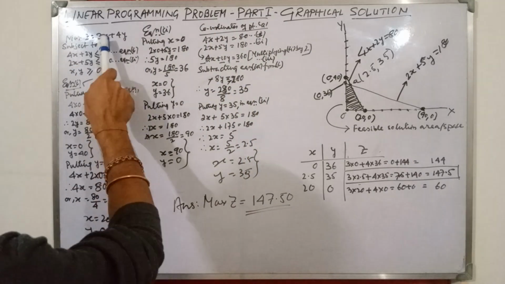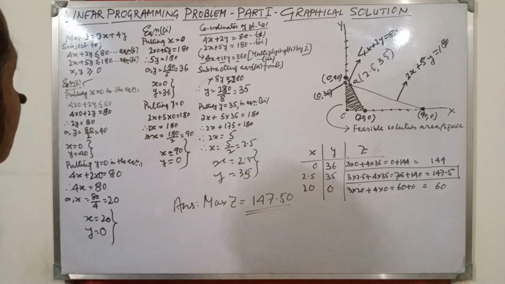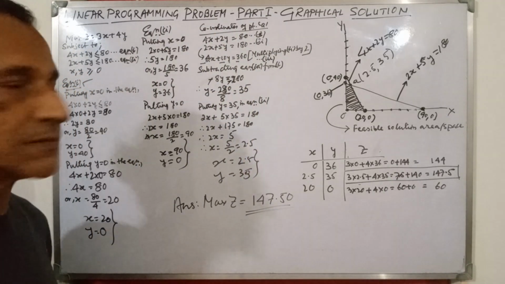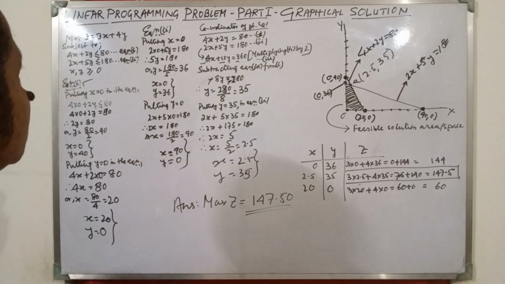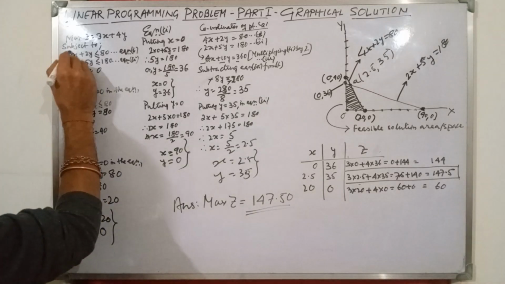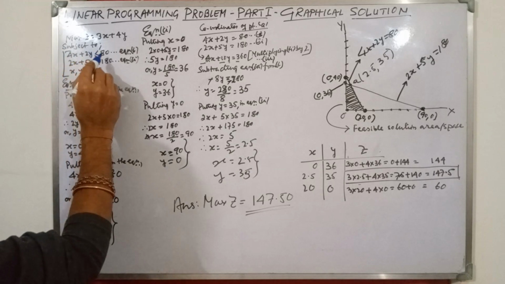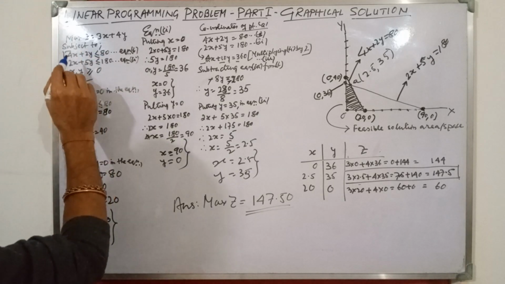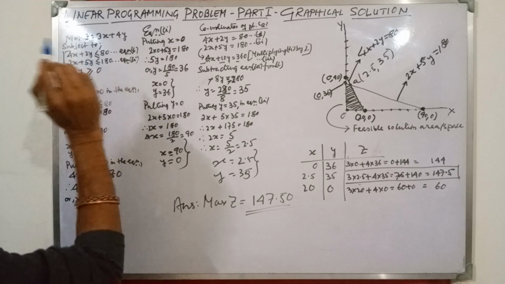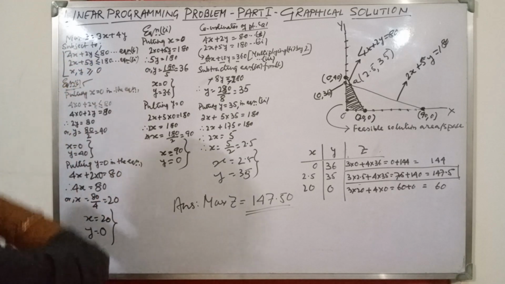There is one objective function: maximize z equals 3x plus 4y. You have to maximize z subject to a set of linear constraints. This is the set of linear constraints. Number 1, 4x plus 2y is less than or equal to 80. Number 2, 2x plus 5y is less than or equal to 180. And number 3, x and y must be greater than or equal to 0.